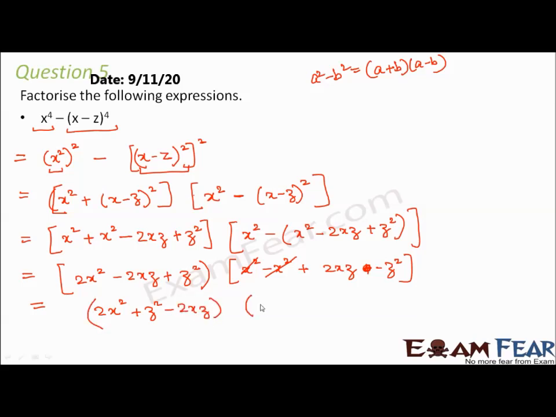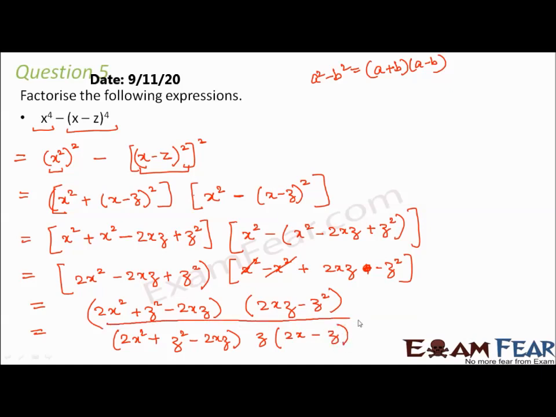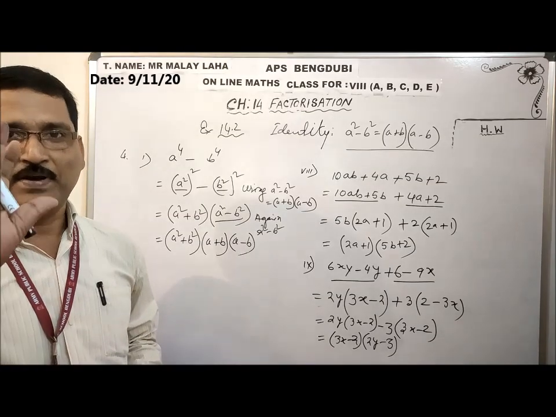into 2xz minus z square. If you look at this term, here you have z in common. So this can further be written somewhat like this. Take out z in common, so this becomes 2x minus z. So this is the final factored form and hence the final answer for this expression. Okay, till then, bye bye students.